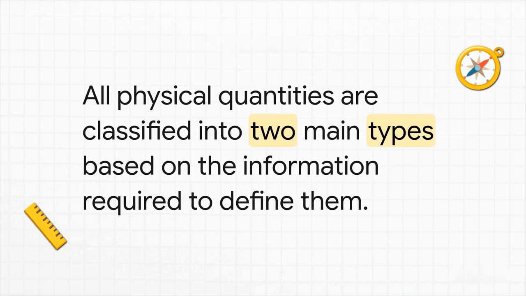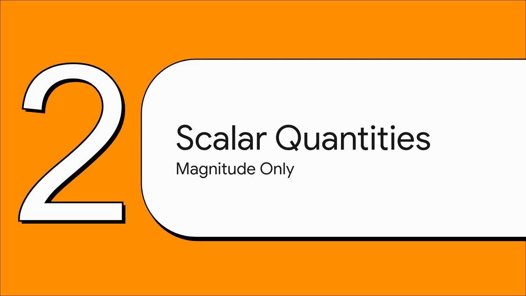Physics gets this, and that's why it splits every single measurable thing into two big families, all based on the kind of information they give us. So let's meet the first family. These are called scalar quantities, and honestly, these are the measurements we use all the time in our daily lives, probably without even thinking about it.